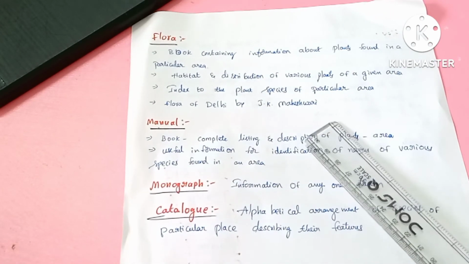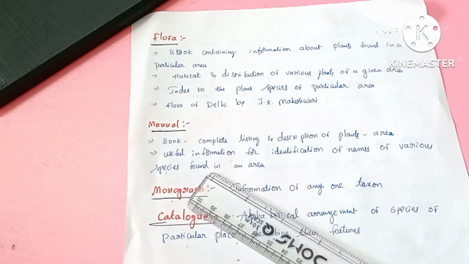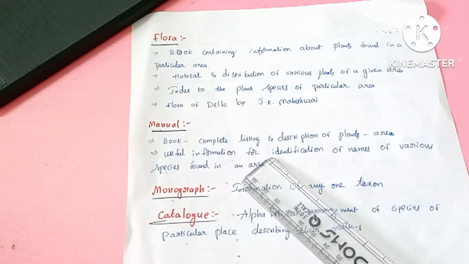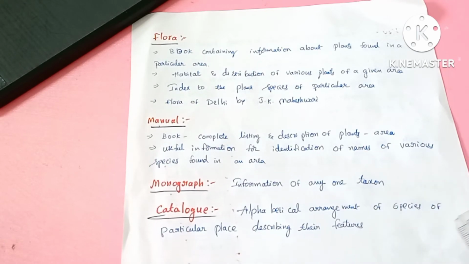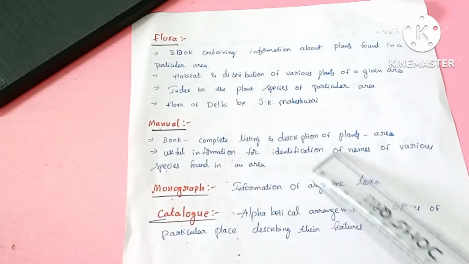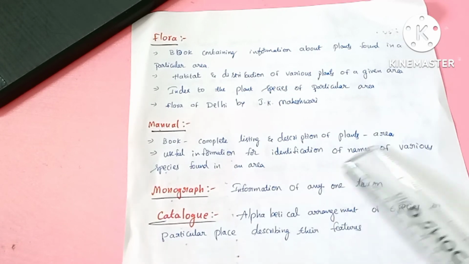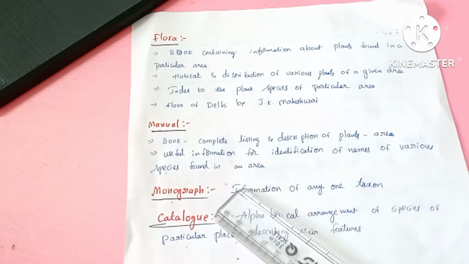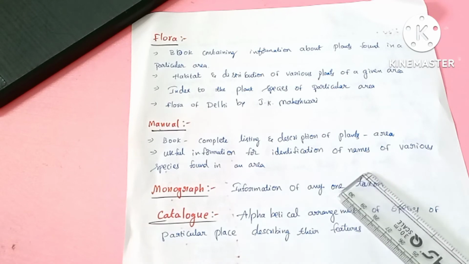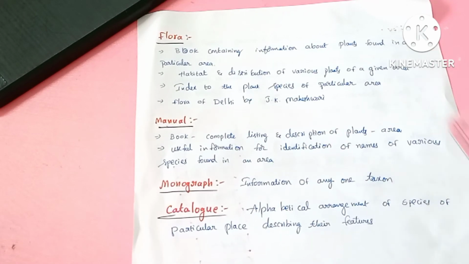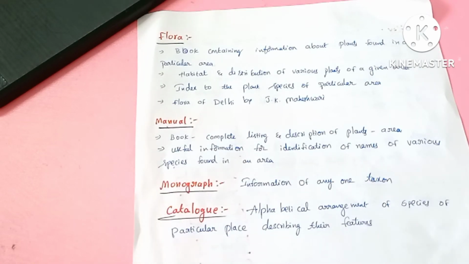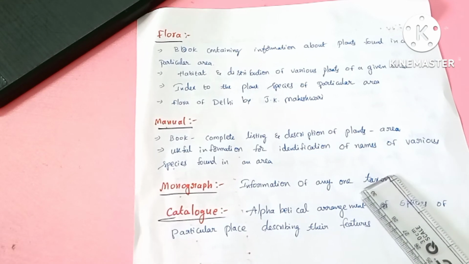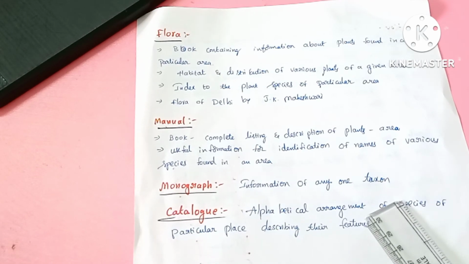It is given by J.K. Maheshwari. Next, manual. A manual is also a book. It consists of a complete list and description of the plants of a particular area. The total plants present in that area, the list and the description, are given in the manual, and it provides information for the identification of the names of various plants found in the area. Next, monograph. Mono means single, right? Monographs provide information about only one taxon.